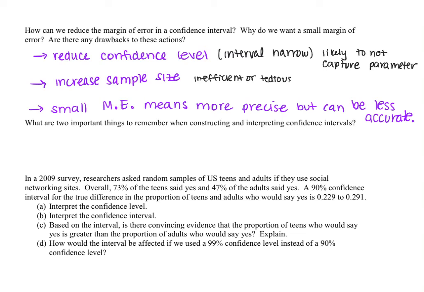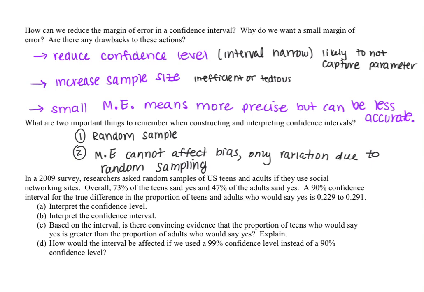There's two things you have to remember when making confidence intervals though. You have to have a random sample because remember, the margin of error accounts for variation due to random sampling. So you have to have an actual random sample. So if you don't have a random sample in the first place, then the margin of error can't account for anything. It cannot affect the bias, only the variation due to random sampling. So the margin of error, the confidence level, the sample size, none of those things affect the bias, only the variation due to random sampling.